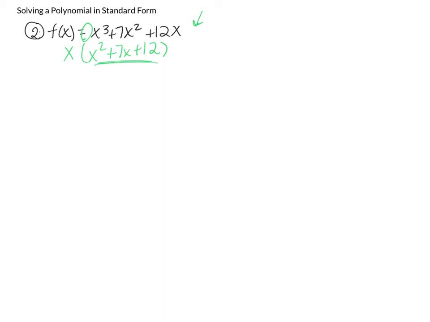So factoring that, I would say, well, what multiplies to 12 and adds to 7? Well, it's going to be 3 and 4. So I have x times x plus 4 times x plus 3. Remember the x from the original GCF, and then my x plus 4 and x plus 3 from my remaining quadratic. Now that it is completely factored, I'm going to set each of those factors equal to 0. So I'll say x is equal to 0, x plus 4 is equal to 0, and x plus 3 is equal to 0. All right, so I'd solve these here.